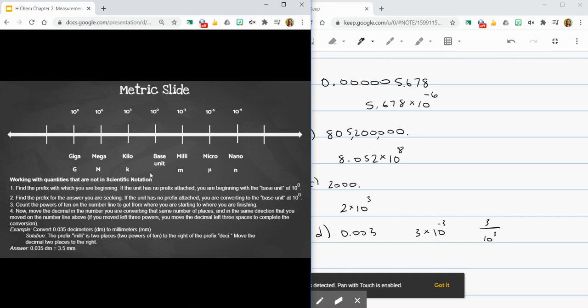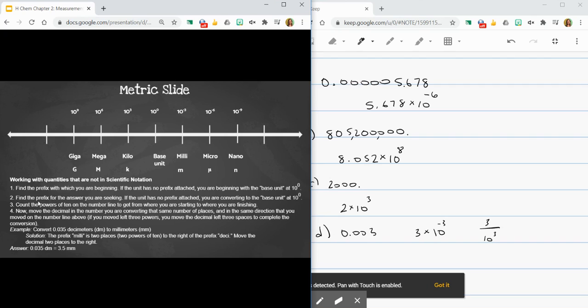And we are going to go over the metric slide. Okay, so for the metric slide, we're going to use this chart right here, which you can have on the test. This is another way to do conversion problems. So we've already learned dimensional analysis where we cancel the units. This is a second way to do conversions between units.